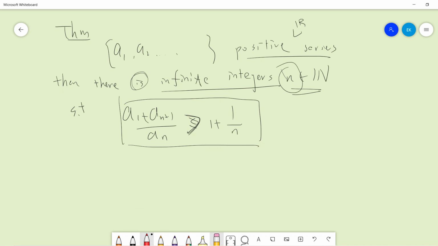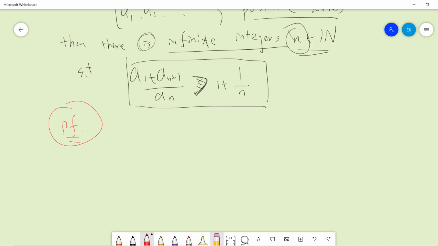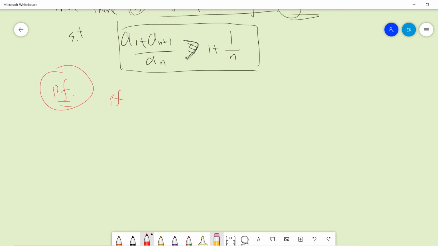Okay, so the proof. This question is very interesting. The proof is basically proof by contradiction. So suppose not. Suppose not means that there is this k belonging to N such that for all n greater than k, you always have (a1 + a_{n+1}) / a_n less than or equal to 1 plus 1 over n.